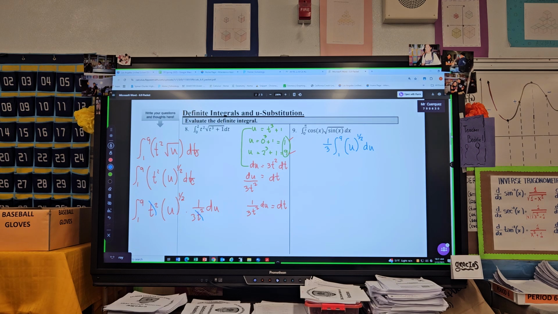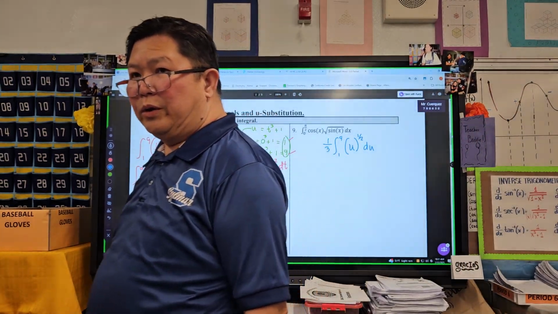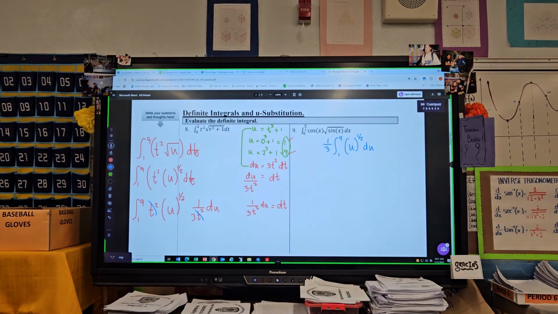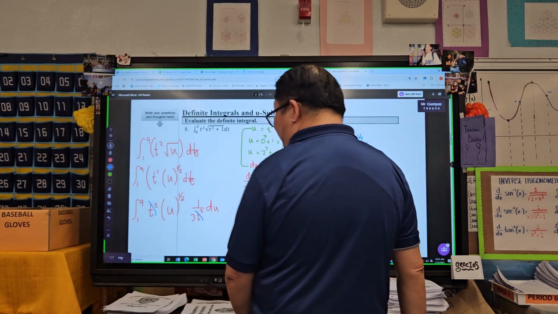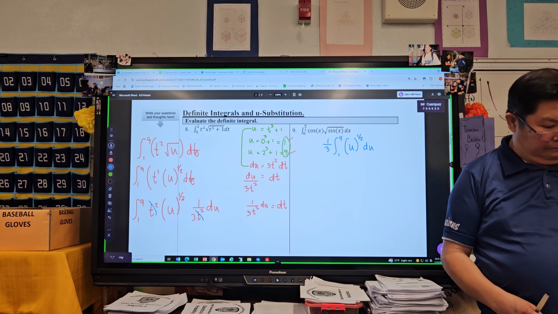So that means 1/2 plus 1. What is 1/2 plus 1? 3 halves. And then over 3 halves. But what to do with the 3 halves at the bottom? Okay, take the reciprocal. That means the 3 halves becomes 2 over 3. Okay, can you do that now?